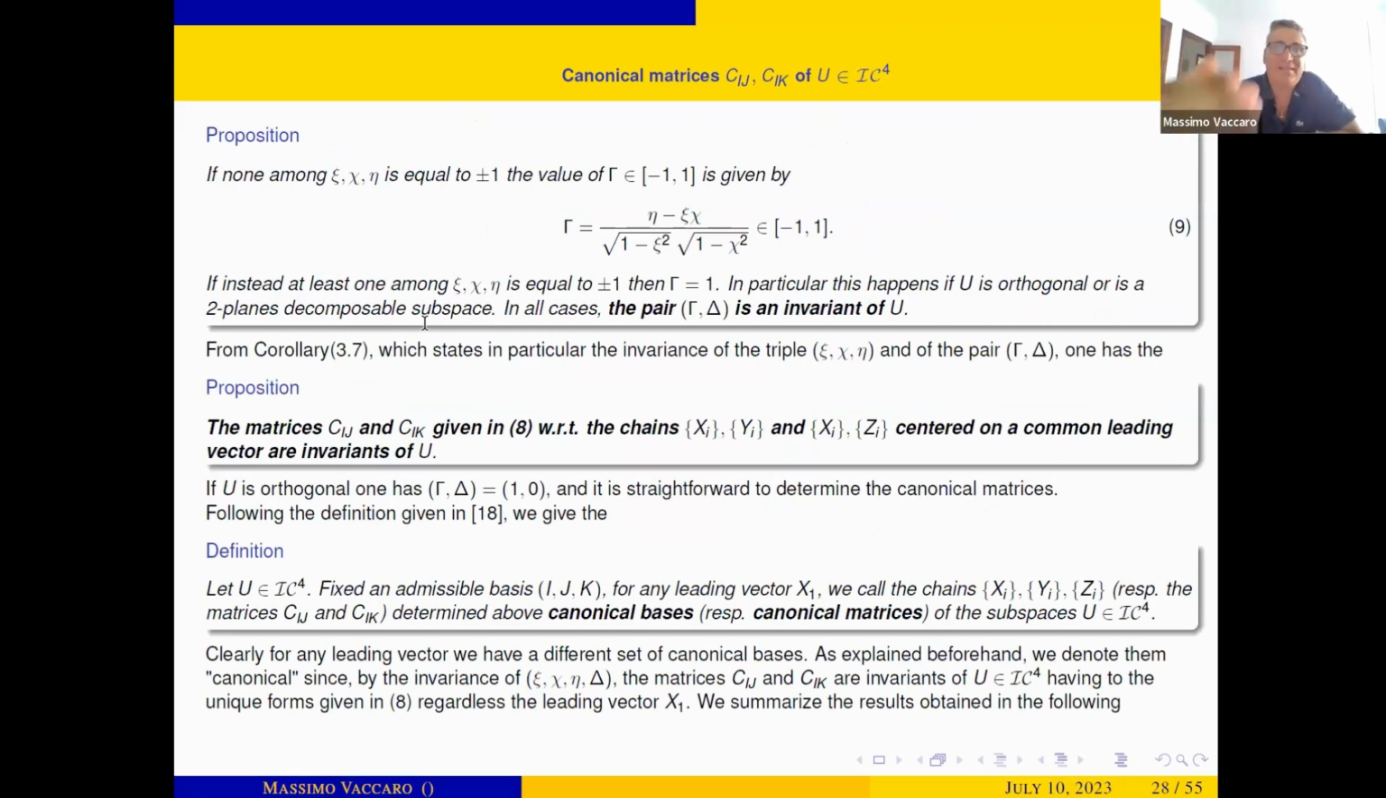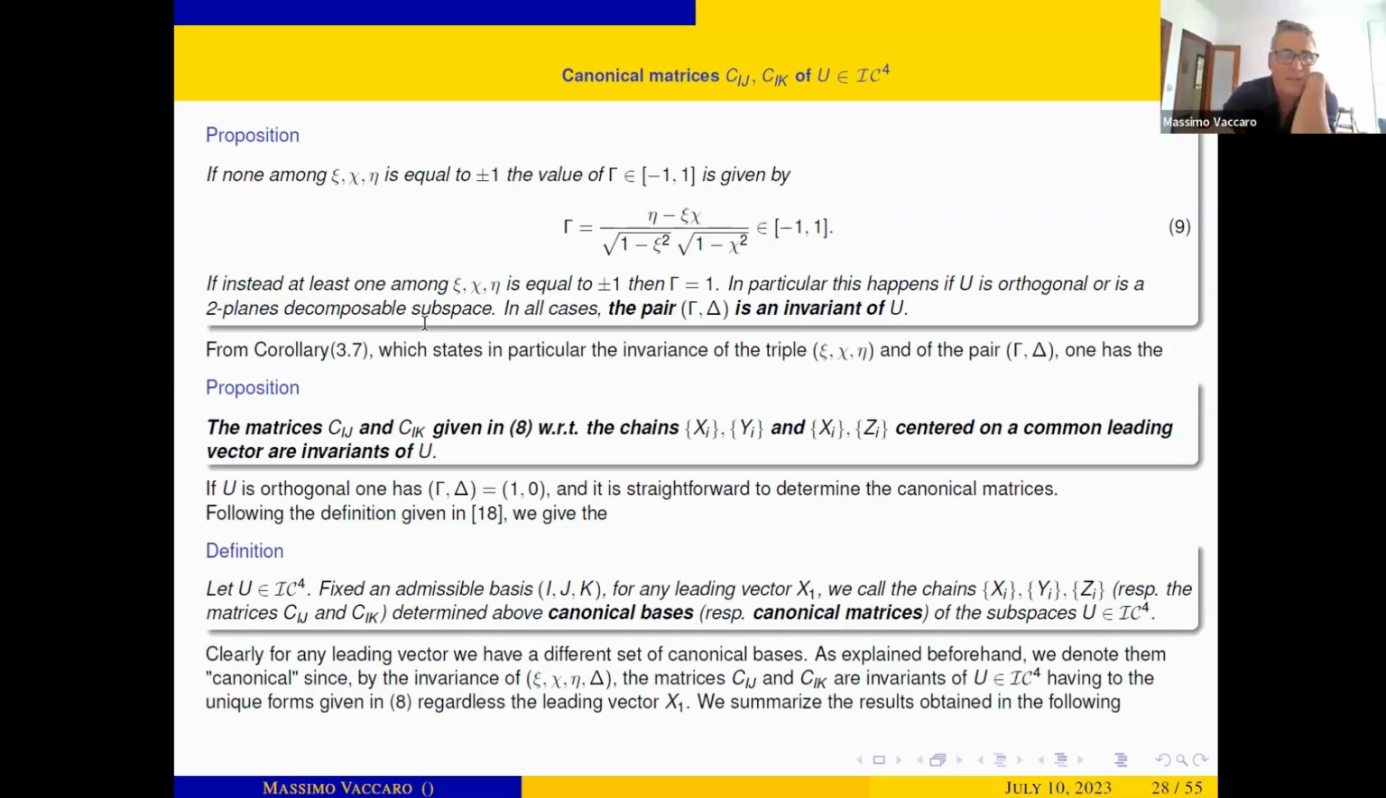Then delta can be the square root of 1 minus gamma squared, so we have a doubt just about the sign. It can be plus or minus the square root of 1 minus gamma squared. Unfortunately, it's not unique, there are 2 possibilities, plus and minus. So here it's written, the pair gamma and delta, I have 10 minutes, is an invariant of U.